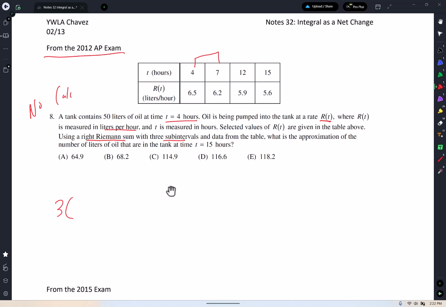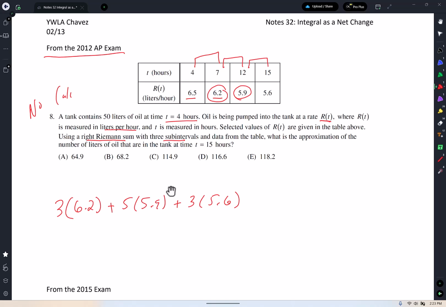And then you're using a right Riemann sum. So am I using the 6.5 or the 6.2? The 6.2. So put 3 times 6.2 plus, what's the difference between 12 and 7? 5 times, and I'm going to use the 5.9 plus, what's the difference between 15 and 12? 3, and I'm going to write, that's half the battle.